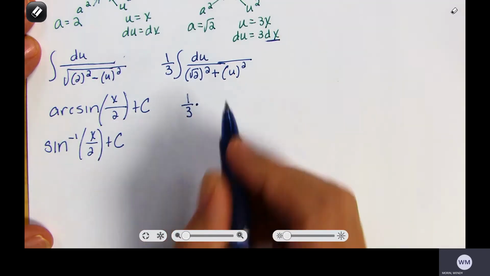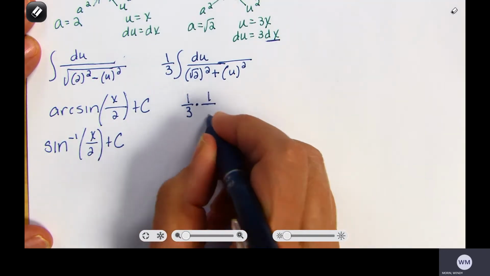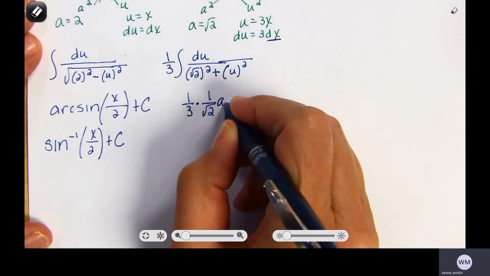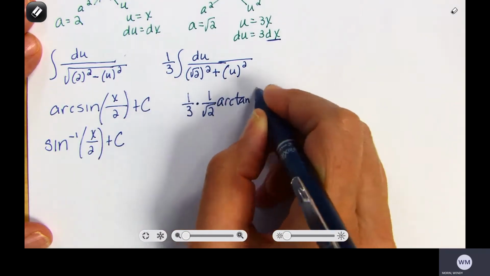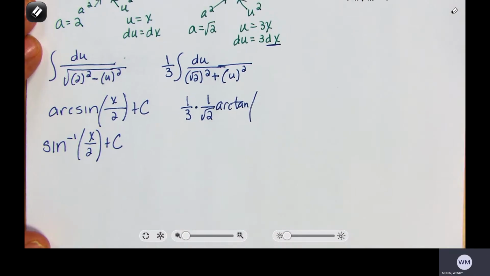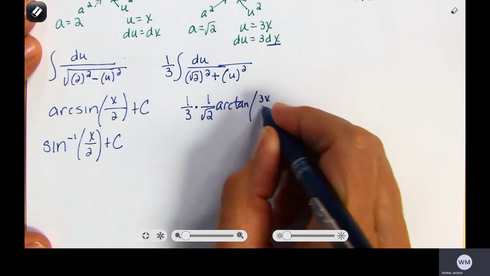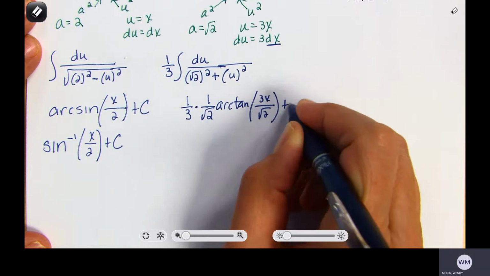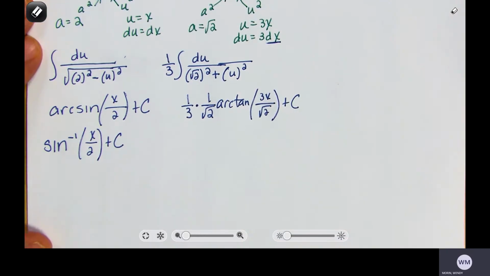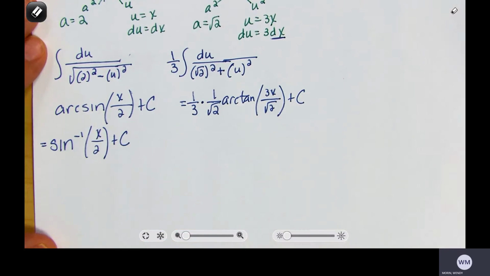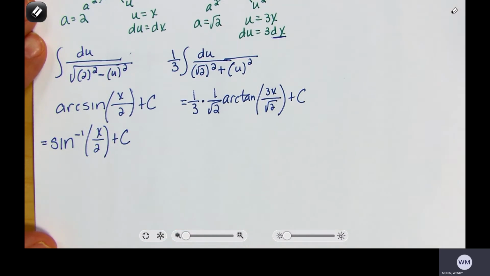Antiderivative that you have to memorize is 1 over your a value times the arctan of u, which is 3x, divided by your a value again, plus c. And that's your answer. Okay, next one.